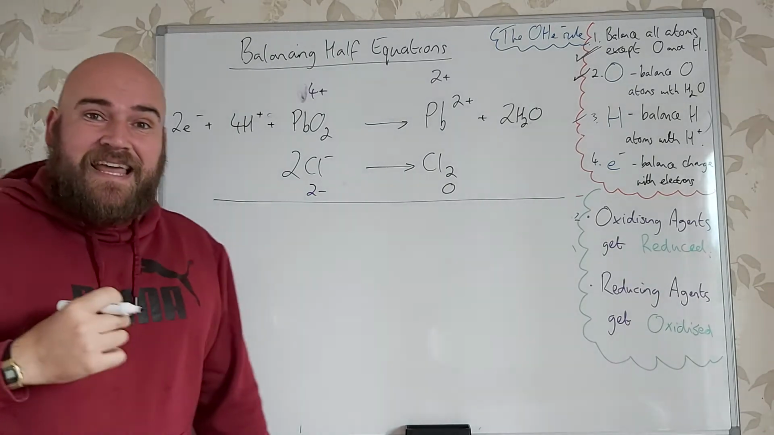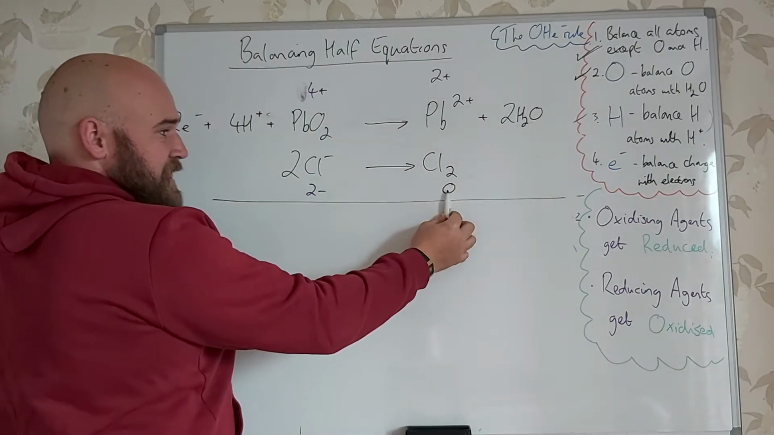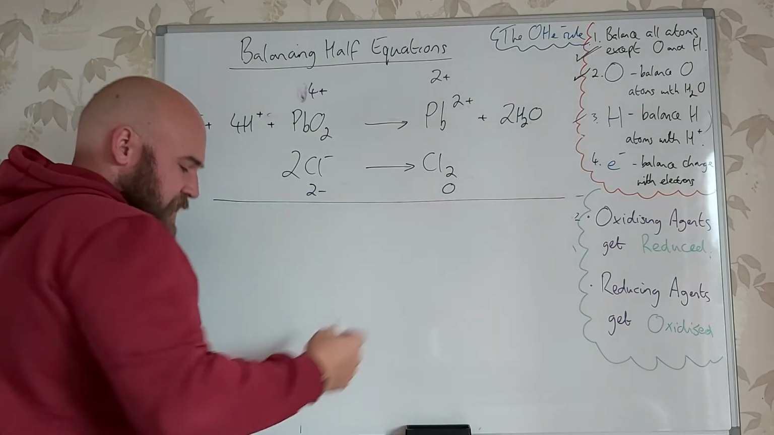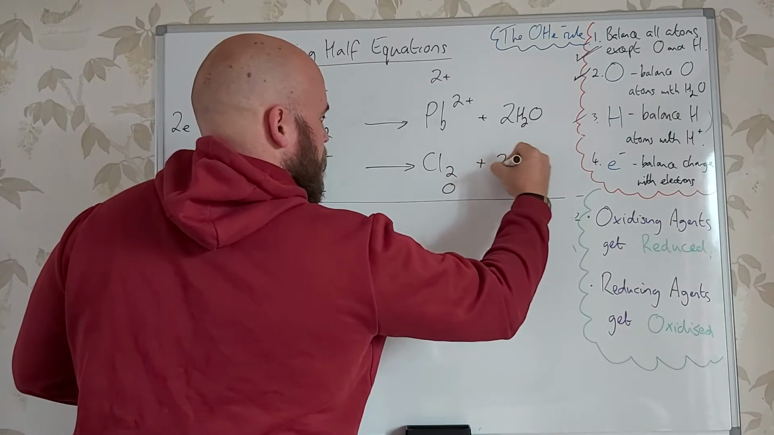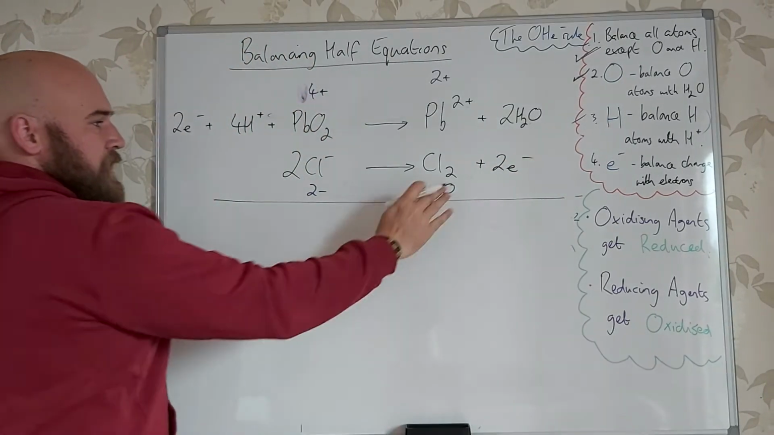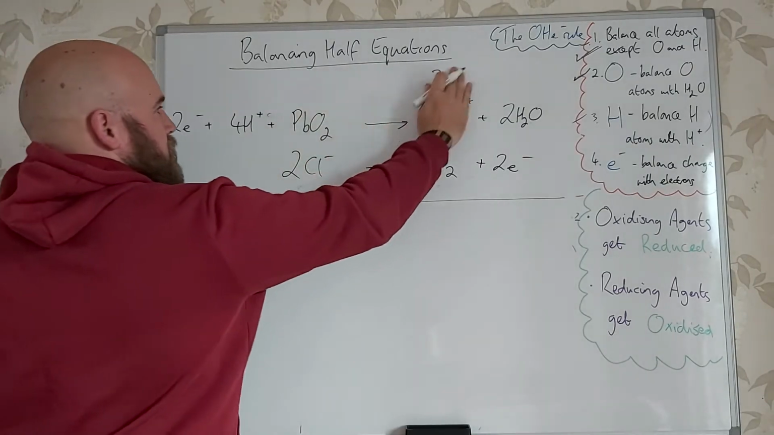So again, I'm going to add electrons to the most positive side. Well, that's a negative number, that's 0, so that is technically the most positive side. So how many electrons will I need? 2. And then that will make that into minus 2.